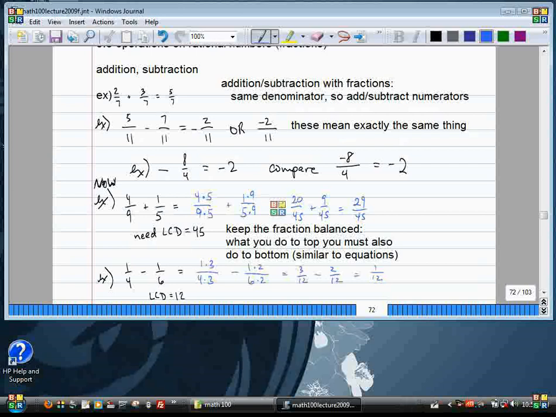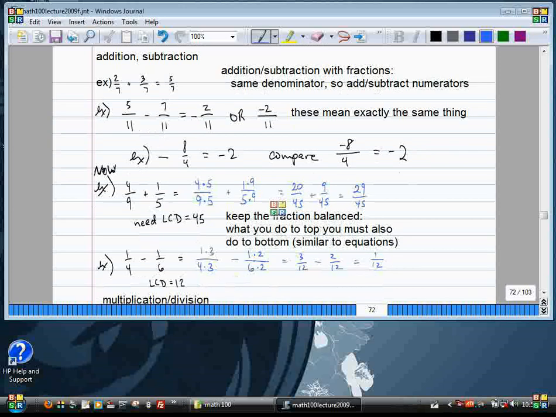Okay. So that is addition and subtraction with fractions. Any questions? Okay. So now let's mix it up. Multiplication and division.